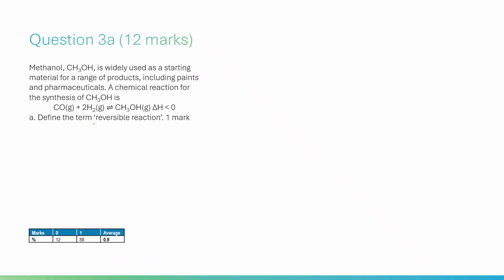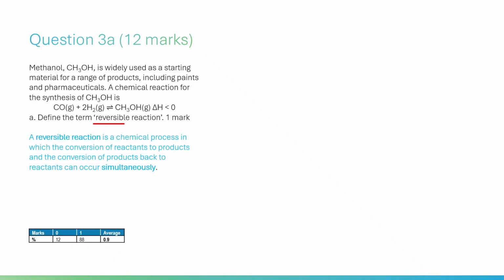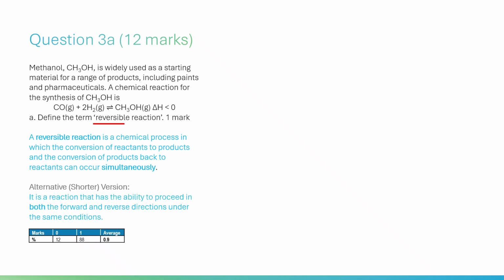A reversible reaction is a chemical process in which the conversion of reactants to products and the conversion of products back to reactants can occur simultaneously. Alternative, shorter version: it is a reaction that has the ability to proceed in both the forward and reverse directions under the same conditions.